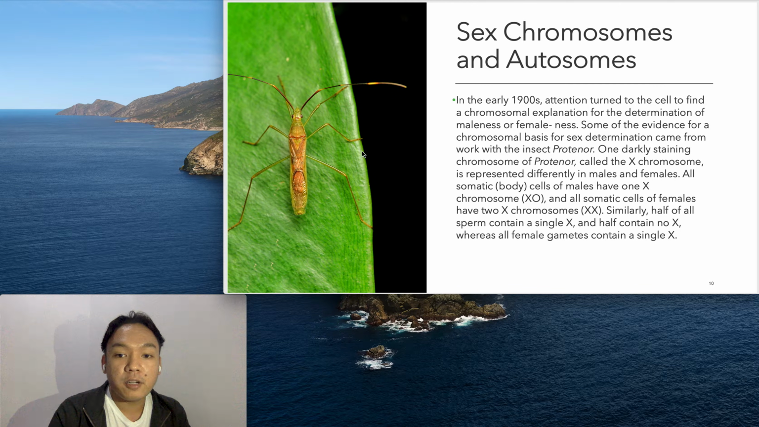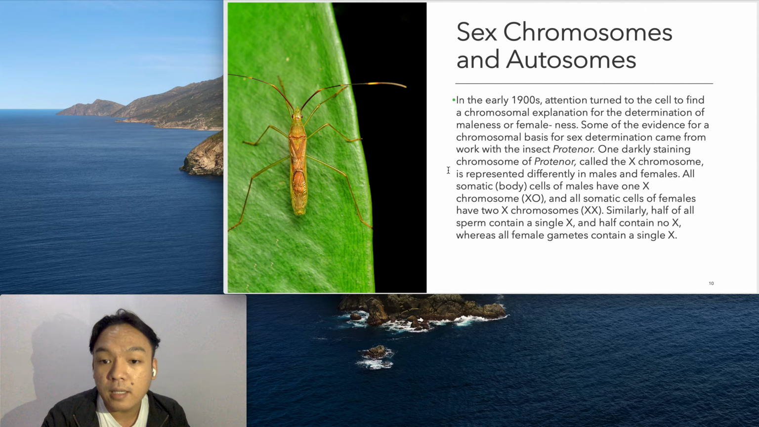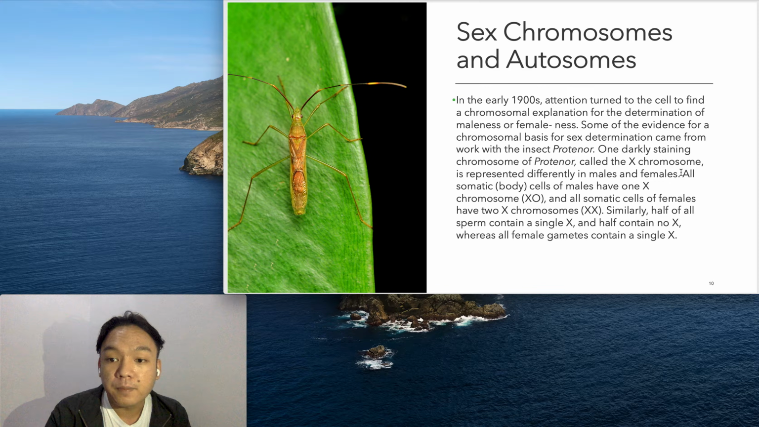Only the darkly staining chromosome of Protenor, called the X chromosome, is represented differently in males and females. All of the body cells, or somatic cells, which are the cells responsible for growth and repair, are noted by 1X for the male. Look at this one. All somatic body cells of males have 1X chromosome, and all the somatic cells of females have 2X chromosomes. So we call it XX.